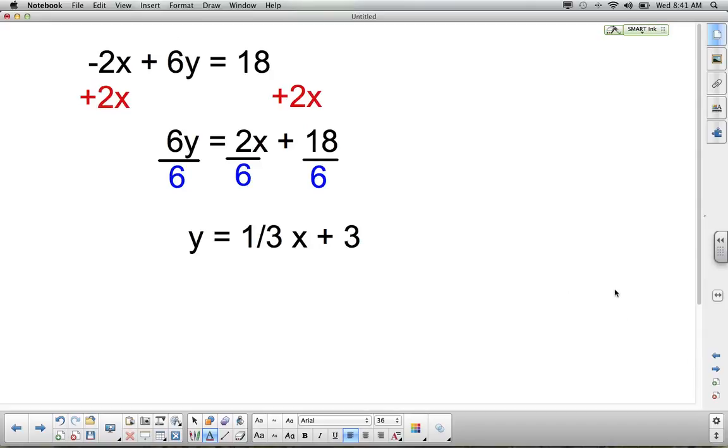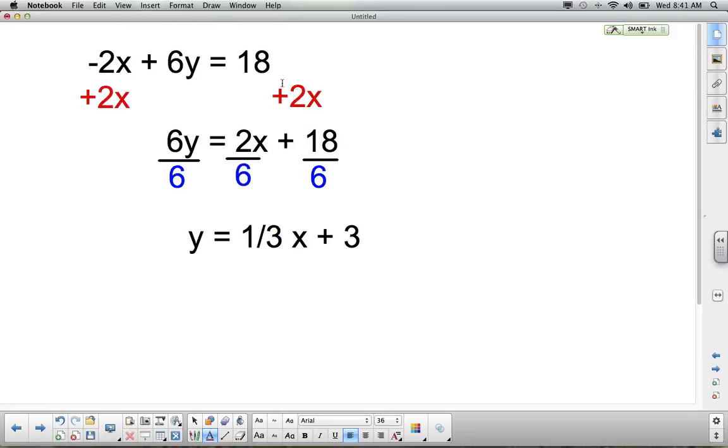The next example is negative 2x plus 6y equals 18. These numbers turn out to be quite a bit nicer, but it's the same process. You want to get y by itself, you undo the adding or subtracting first, then you undo the multiplying or dividing second to get the y by itself. So this time we're going to add the 2x to both sides. Since it's negative here, it's being subtracted. So we do the opposite. We add 2x to both sides.